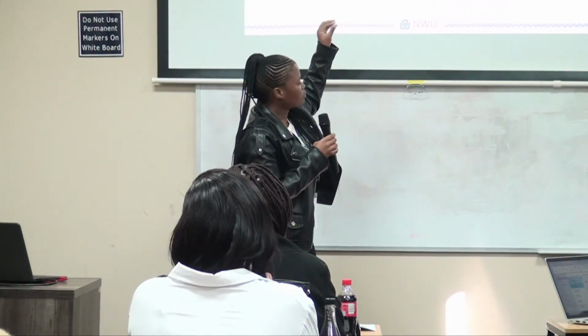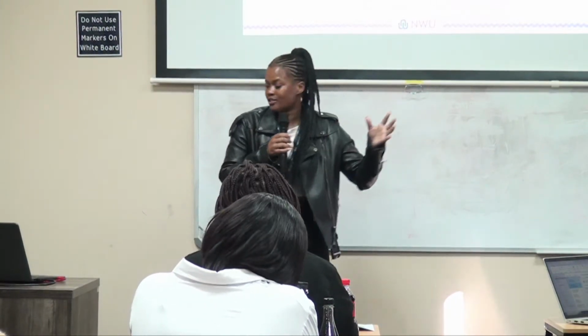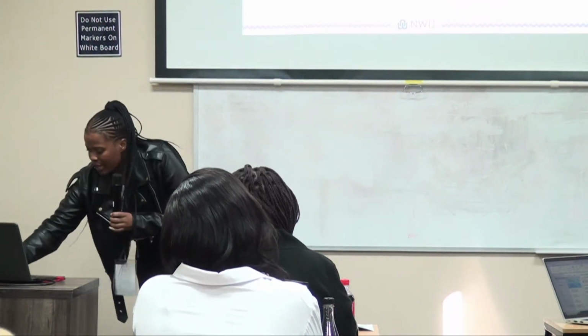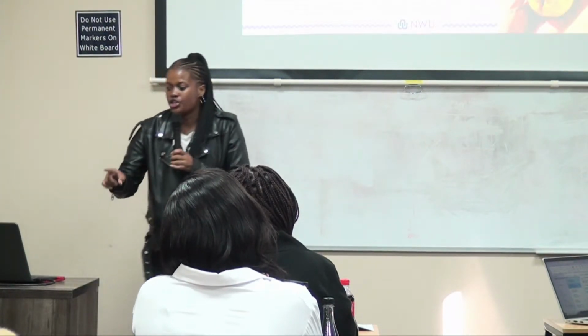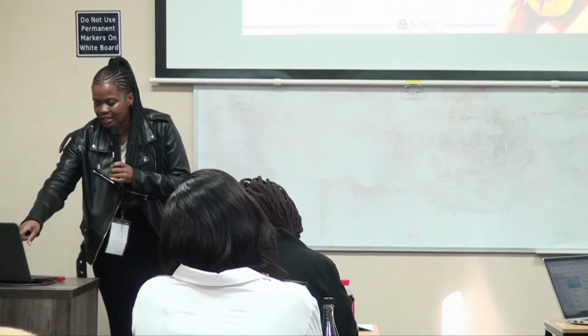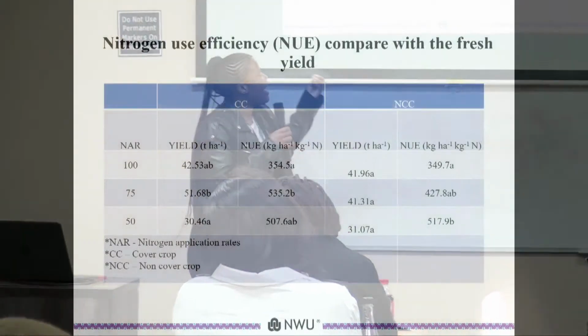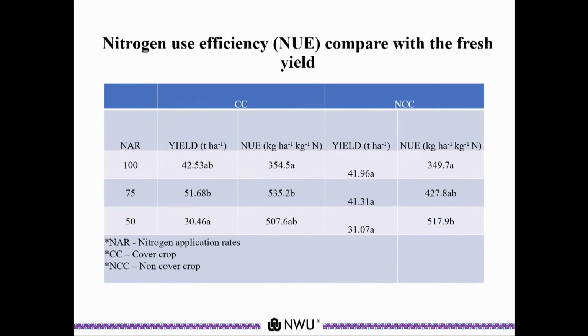And then we did the nitrogen use efficiency. Based on the yield, we saw that the highest yield was found at cover crop 75%, but it was not significant. The yield was not significant for non-cover crop 75. We then wanted to know if the nitrogen was efficient at cover crop 75 or non-cover crop 75 in this case.